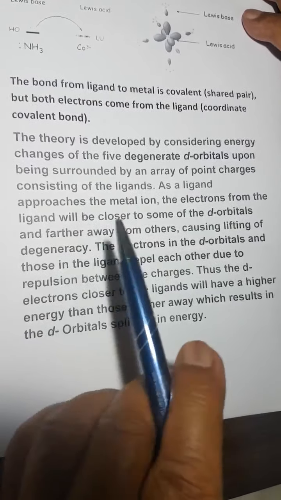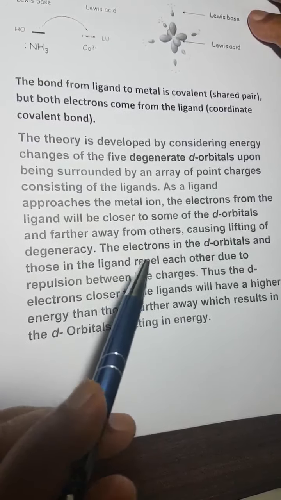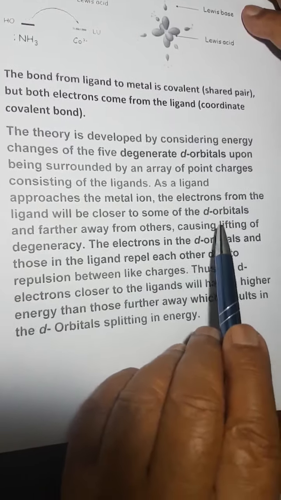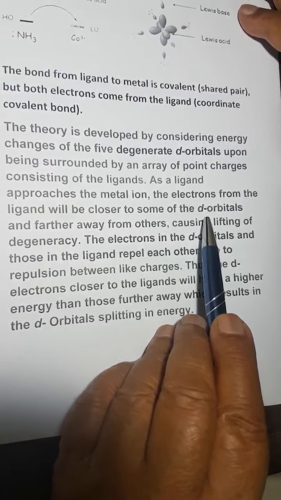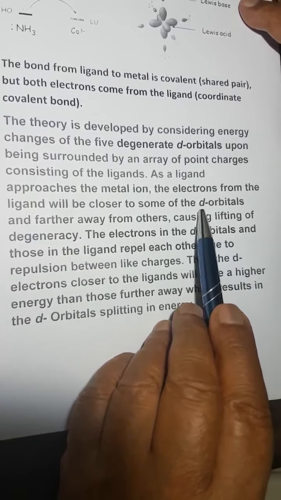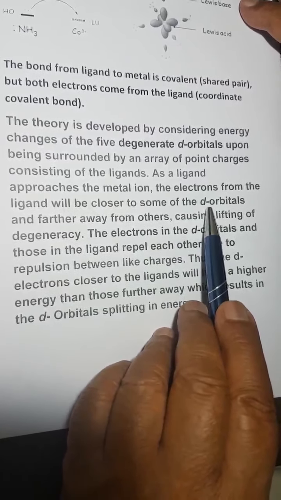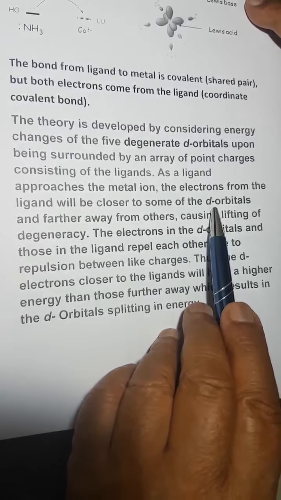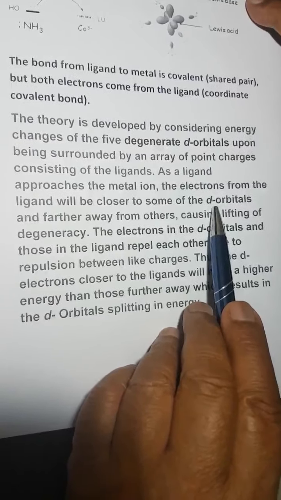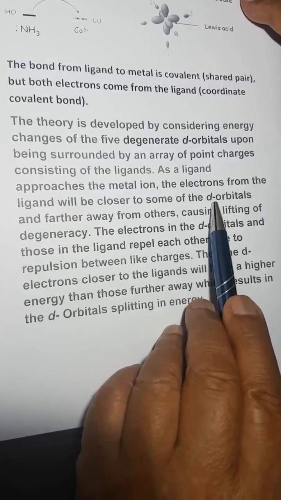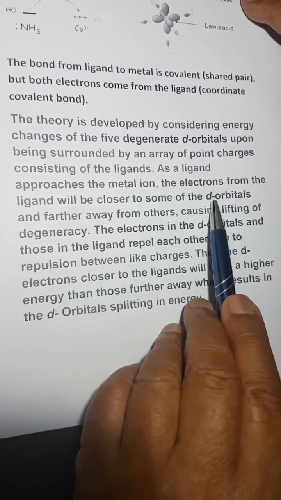As the ligand approaches the metal ion, the electrons from the ligand will be closer to some of the d orbitals. Naturally, these d orbitals to which it is closer are the axial orbitals, that is the dx square minus y square orbital and the dz square orbital.